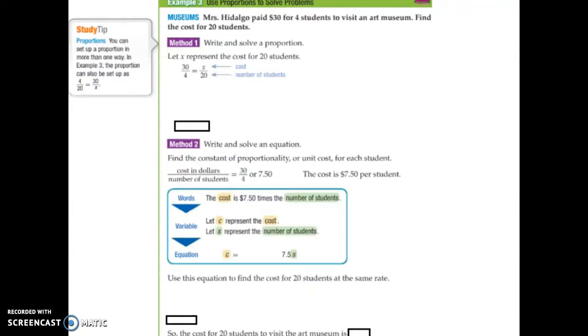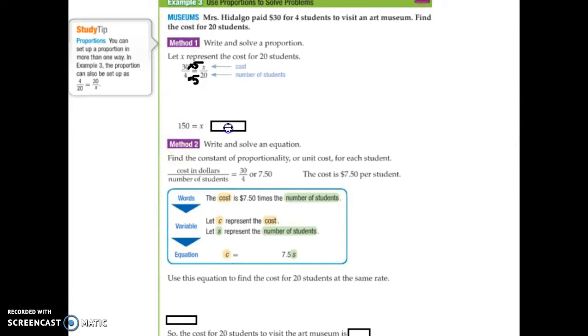Okay, here's another one. Mrs. Hidalgo pays $30 for 4 students to visit an art museum. What's the cost of 20 students? Same thing, we're going to do money over number of people. So $30 over 4 people. How many is it for 20? This one I think could be done mentally. 4 times 5 gives me 20, and then 30 times 5 should give me my answer, which is $150.